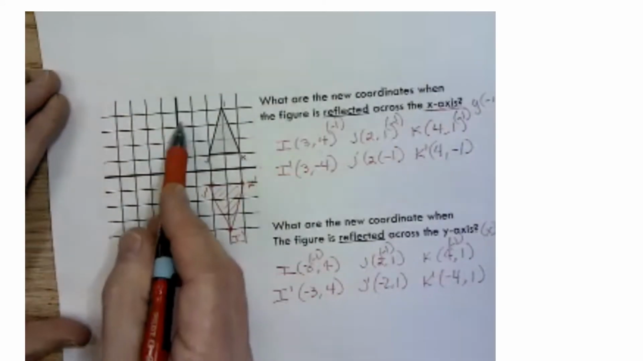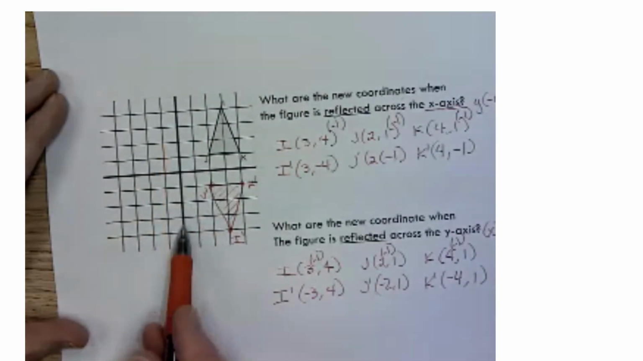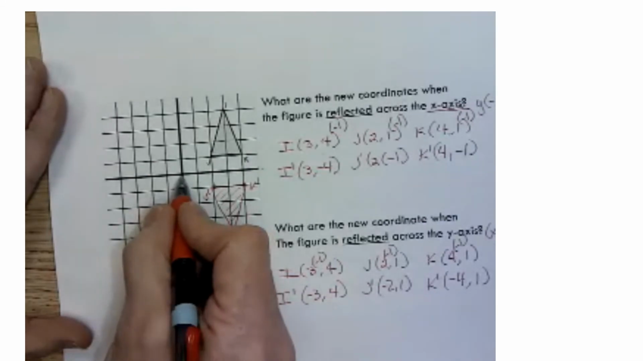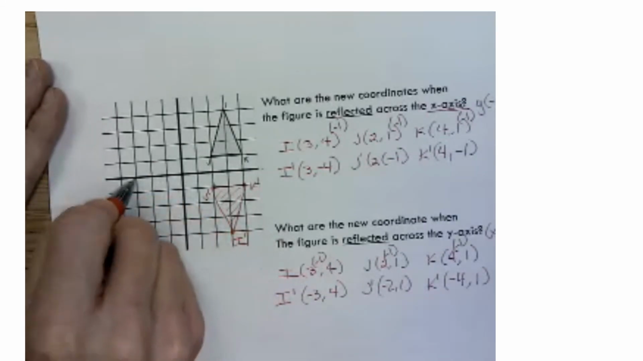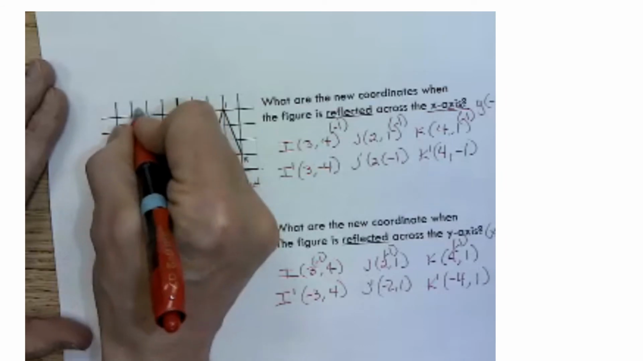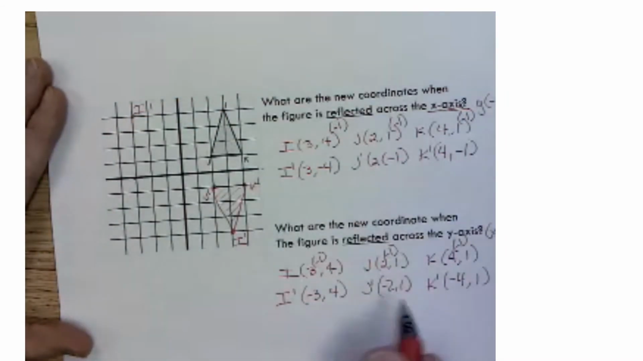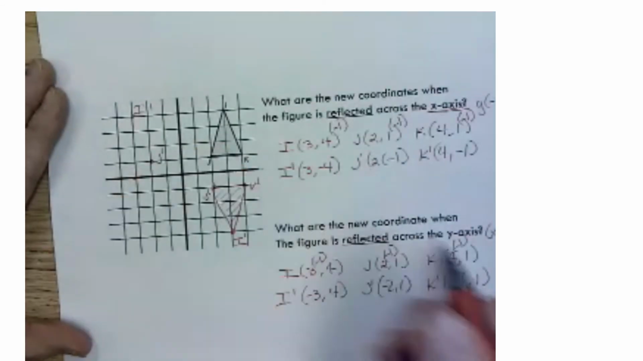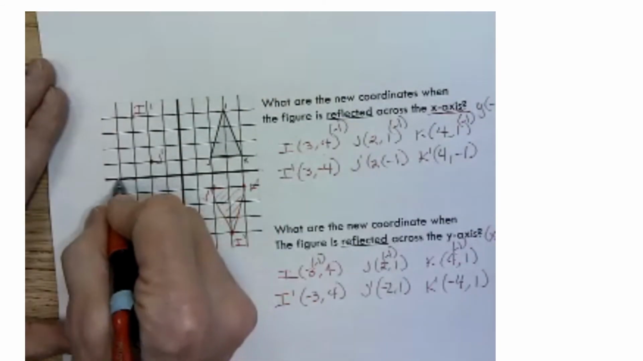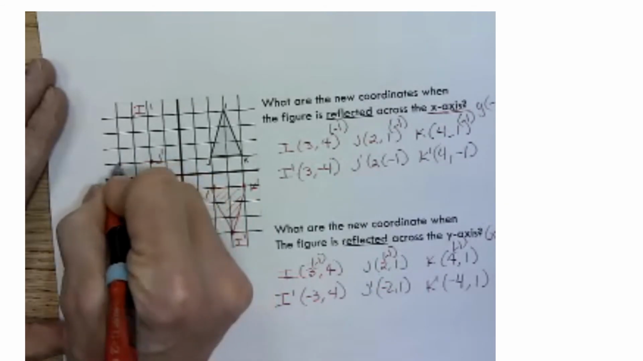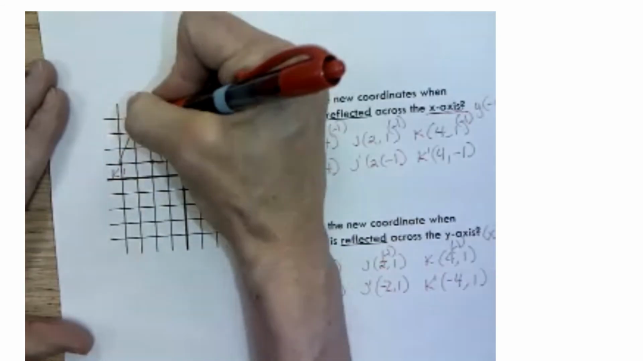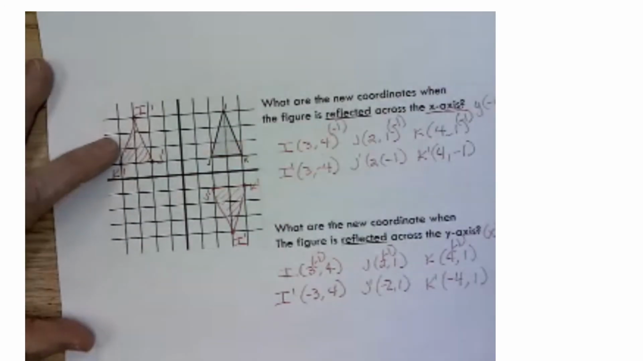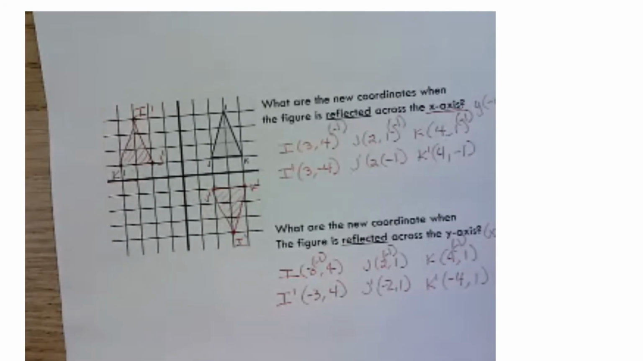So our vertical axis here is the y-axis. So when we reflect these new points, we have -3, so 1, 2, 3, +4. There's going to be your I. J is at -2, 1. That's going to be your J. And K is at -4, +1. And connecting our new points, and let's shade that in a little bit. And that would be our reflection here across the y-axis.